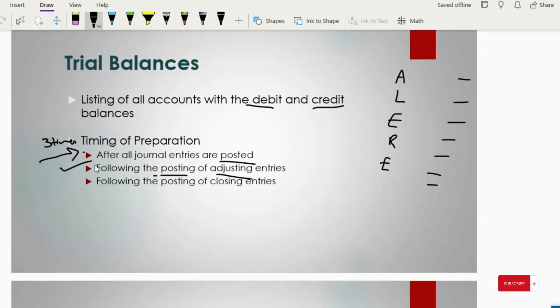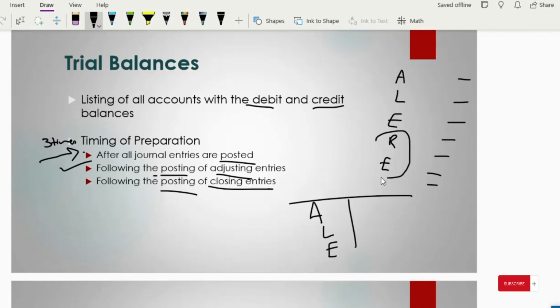That's the second time. And then after preparing the financial statements, we perform the closing entries. After closing entries, we post them into the ledgers, and then we prepare post closing trial balance. The post closing trial balance has only assets, liabilities, and equity accounts, because it does not include the temporary accounts which are revenue and expenses, because they are closed in the closing entries. So these are the 3 different times when we prepare the trial balances.